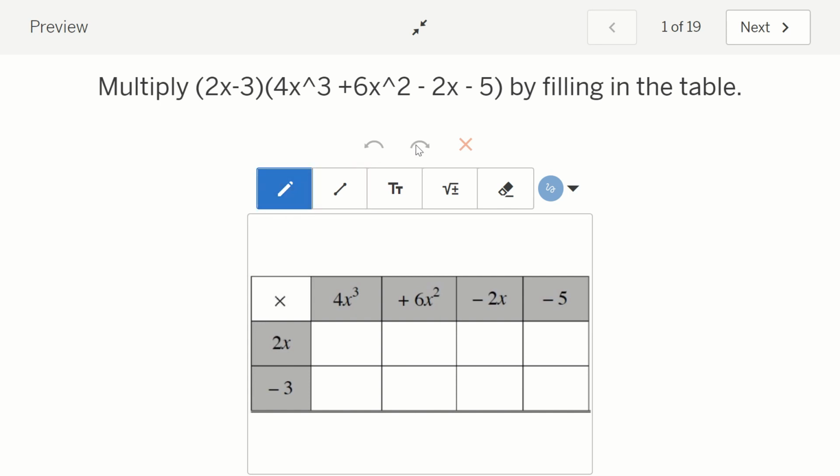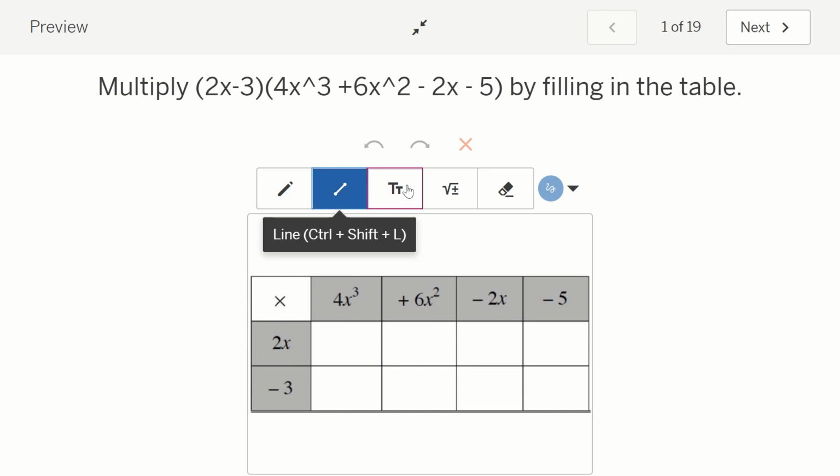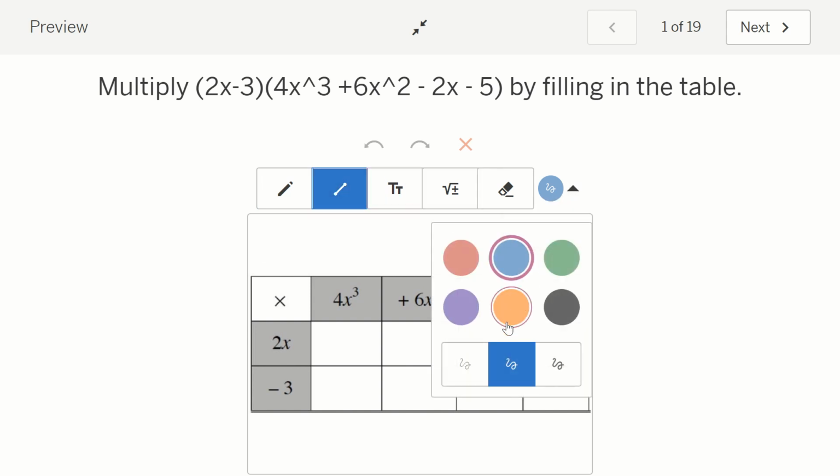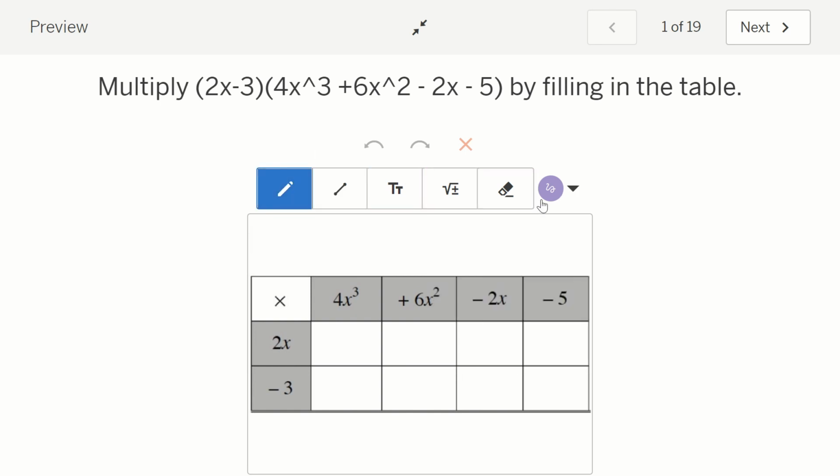Now, notice that you can change some things about this. So if I click on here, I got the pencil tool. I can have a line tool. If I click over here, you can change the color of ink that you're working in or the width of the line that you have. I'll change mine to purple. I feel like purple today, and put it over here on the pencil tool. So you can kind of customize this a little bit.